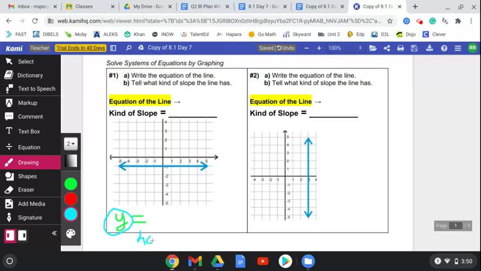And the word horizontal also begins with an H. Okay, so if you have a horizontal line, it's like an upside down Y right here, where the Y is an upside down H.